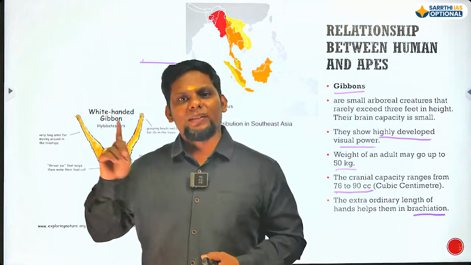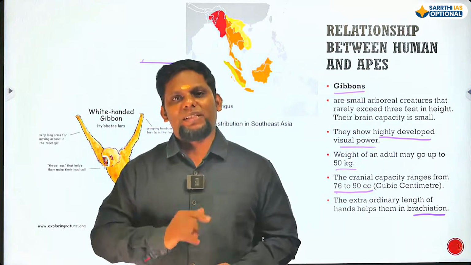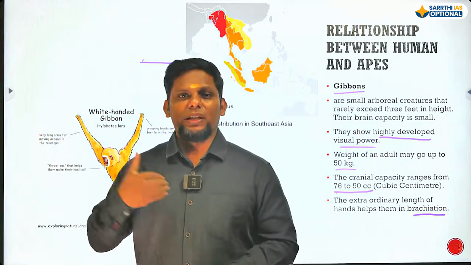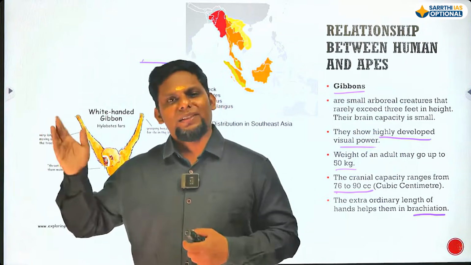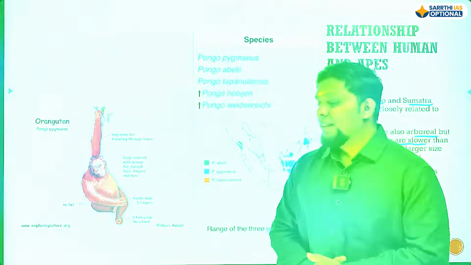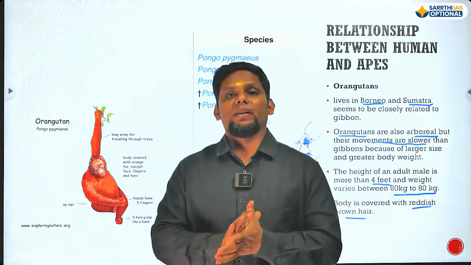Okay? What are the takeaways? Tomorrow ke liye: a small brain. If anybody remembers the cubic capacity, tell me. And definitely a tree specialist. And a distant branch, not our branch. They split 20 million years ago. Is that kind of clear? Okay, good. The next group is going to be your orangutan.